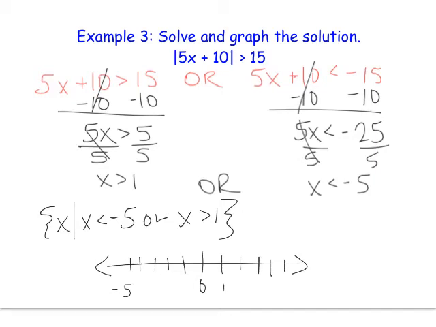Everything that is greater than 1, we're going to get an open point and shade everything to the right, would shade this positive section of the number line. And everything that is less than -5, we would do an open point there, and we would shade left further into that negative section of the number line.